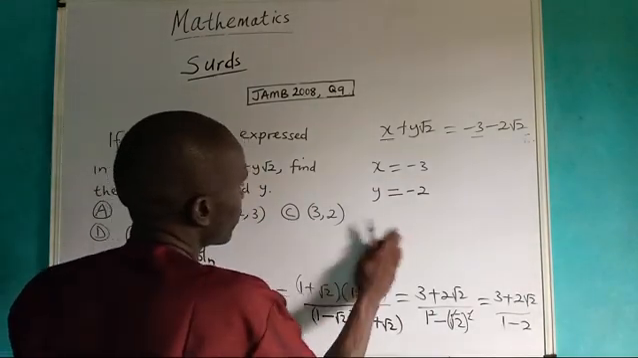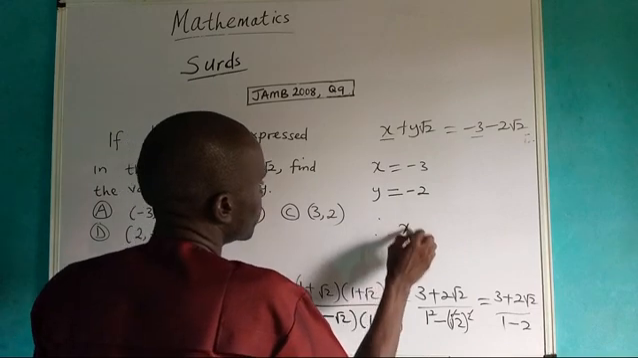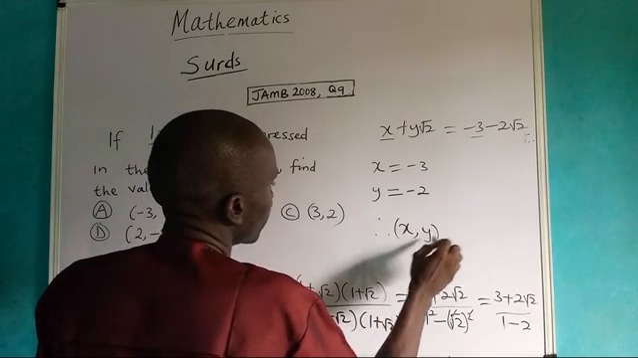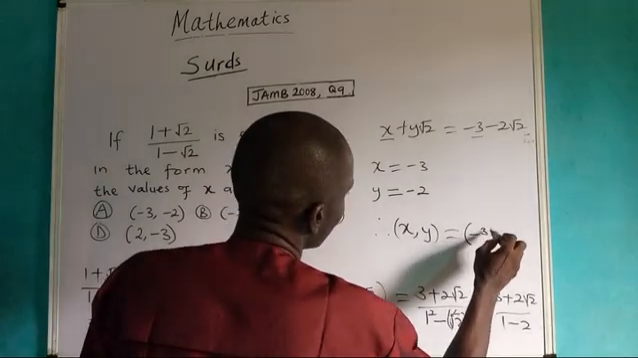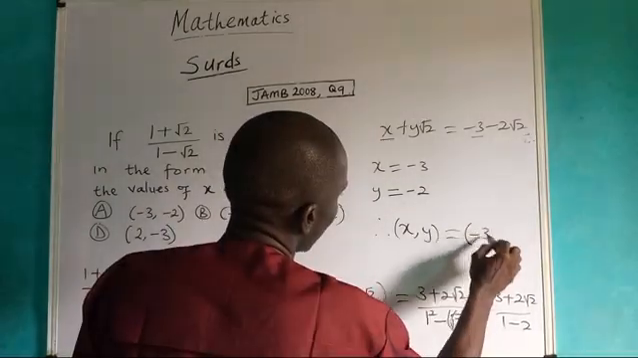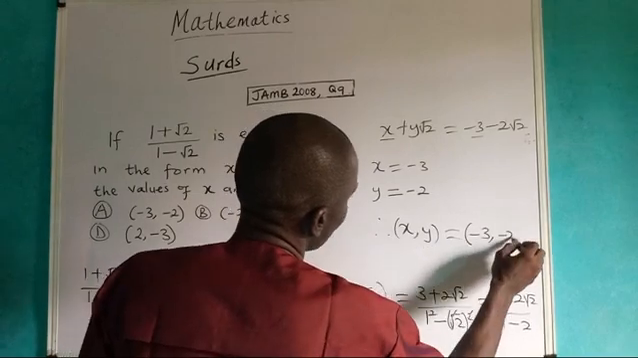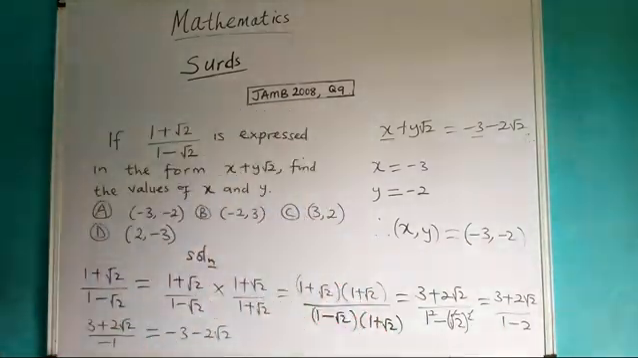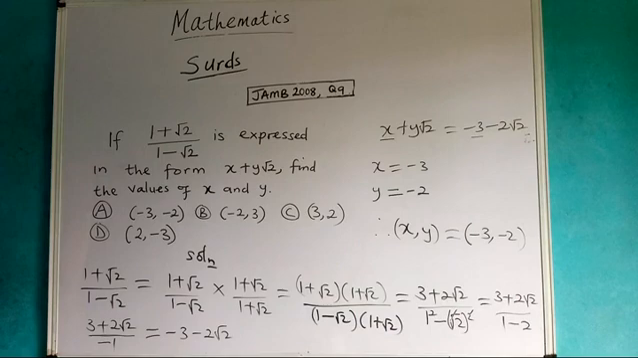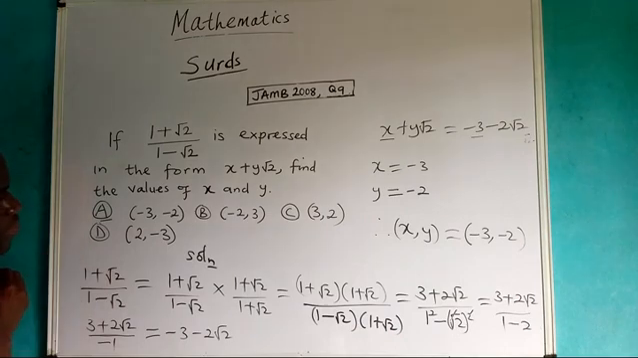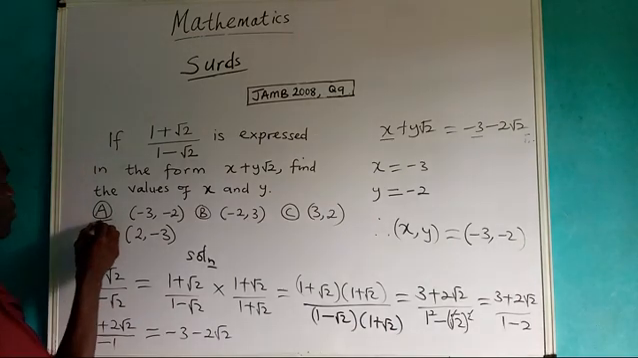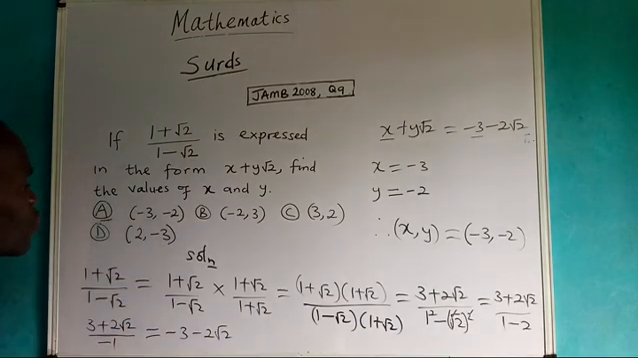Therefore, I can say that x, that is minus 3, is the value of x, and y is minus 2. Now let me see if I have such in the options. Okay, we have it here. Look at it. The best option is A. Yes, I'm very correct. The best option is A. That is minus 3, minus 2.